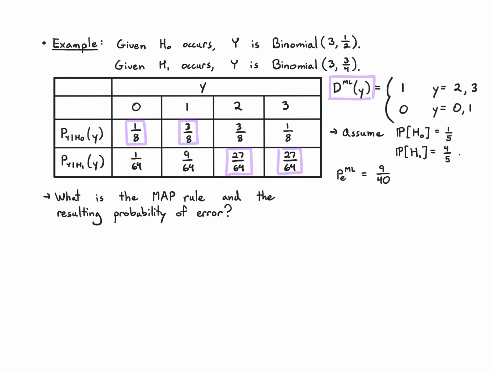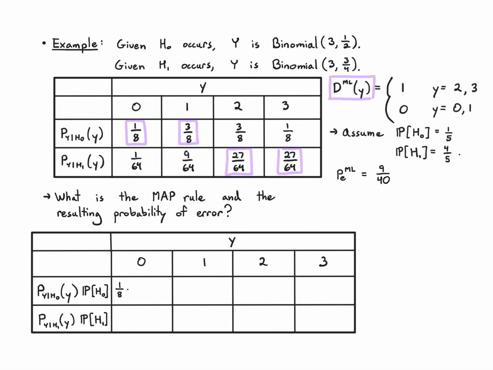So in this case, I'm going to have the same table, but now I'm going to multiply by the probability of my hypothesis. Remember, we decided that the probability of H0 is 1/5 and the probability of H1 is 4/5. So I'm going to take this first row from the table above and multiply every entry by 1/5, and the second row and multiply every entry by 4/5. Let's just work that out. I'm going to get 1/40, then 3/8 times 1/5, that's going to be 3/40, then 3/8 times 1/5 again, 3/40, and then 1/8 times 1/5, that's going to be 1/40.